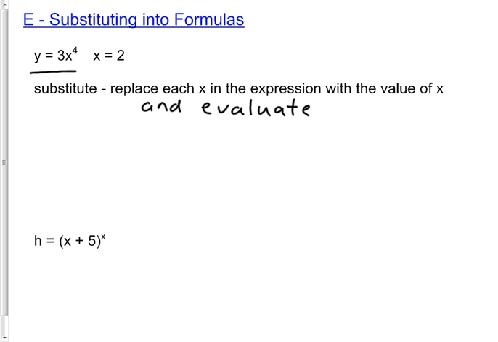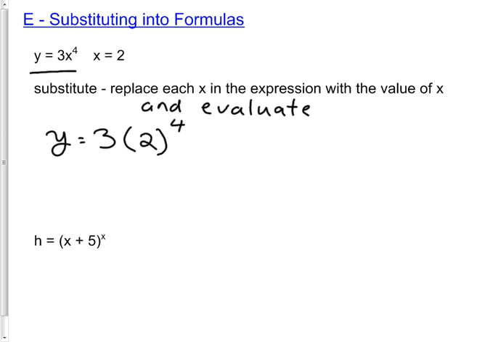So let's do that. We're going to have y equals 3, and then everywhere I see an x, I'm just going to put a set of empty brackets, and I keep everything in the formula exactly the same. So instead of an x, I've got those empty brackets, and then I'm going to take my value of x and put it into those empty brackets, and the brackets just help keep everything organized. Now I can evaluate this expression using order of operations.